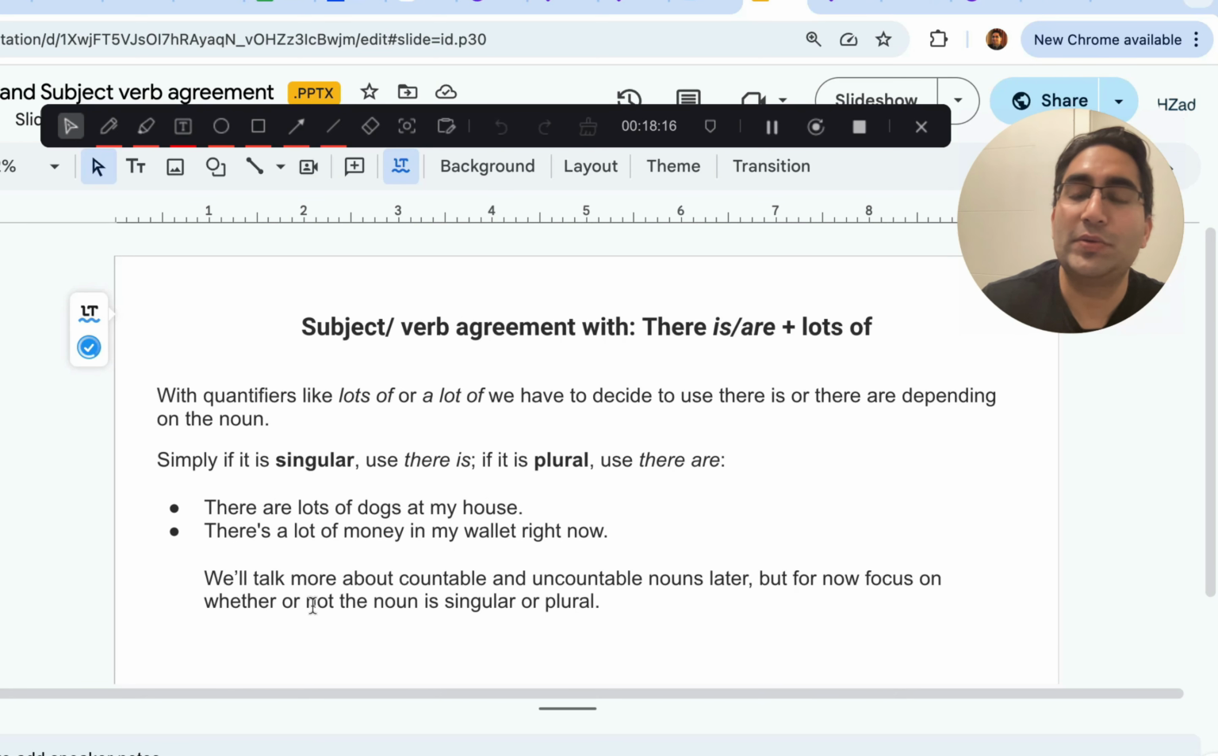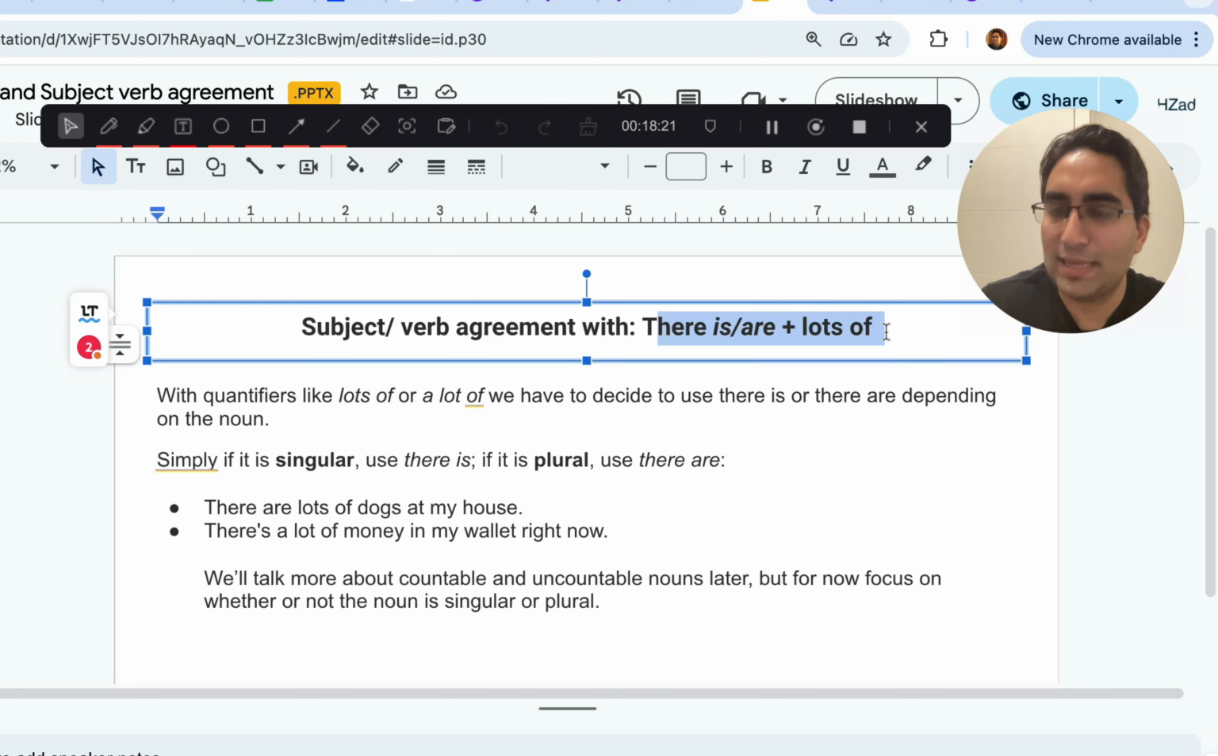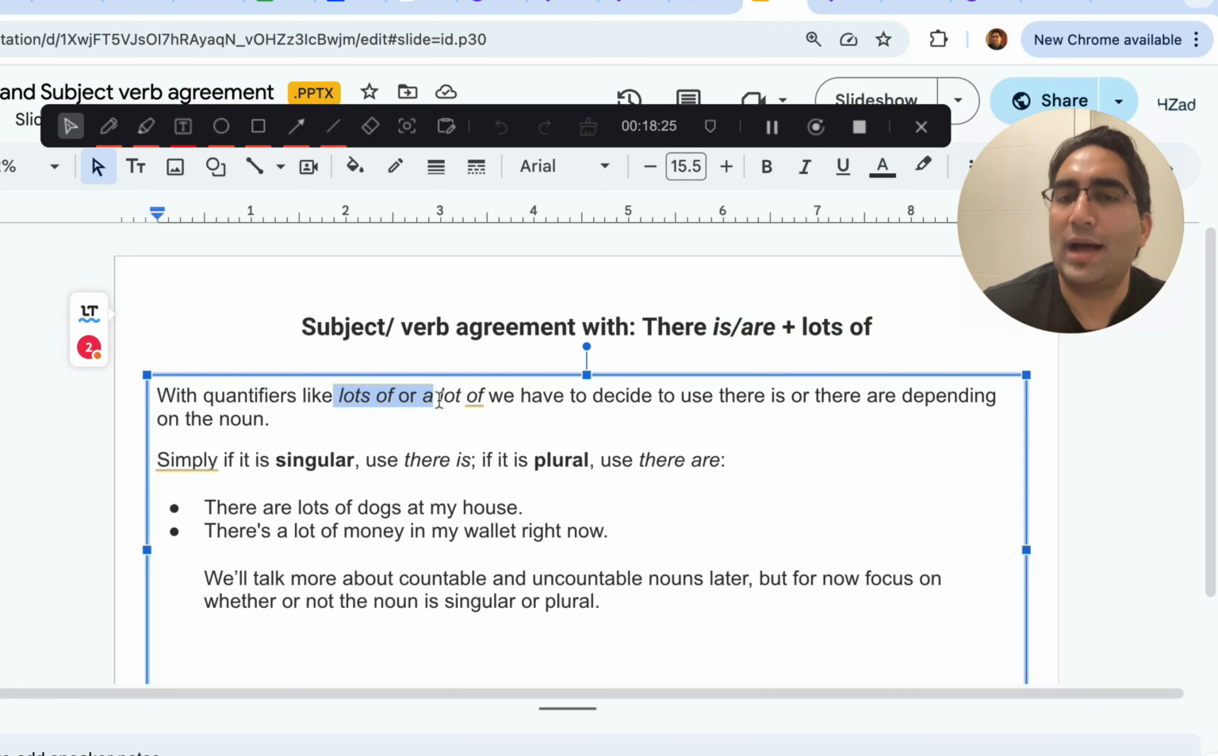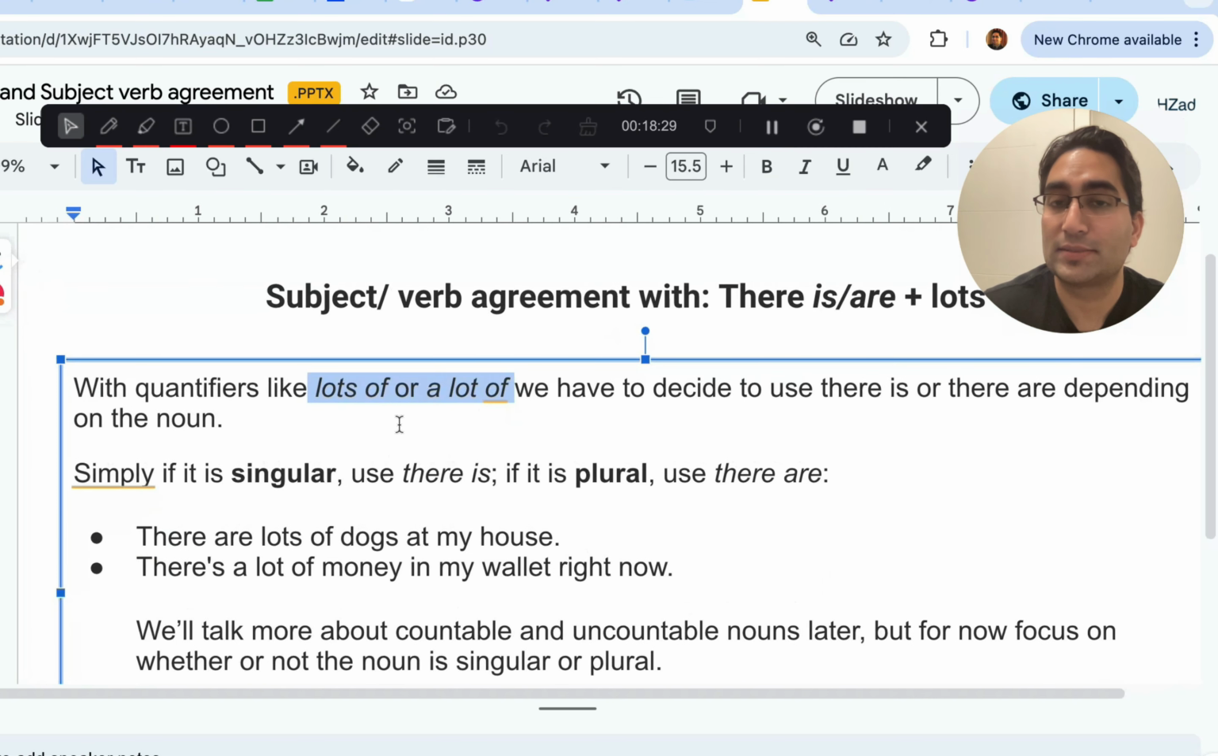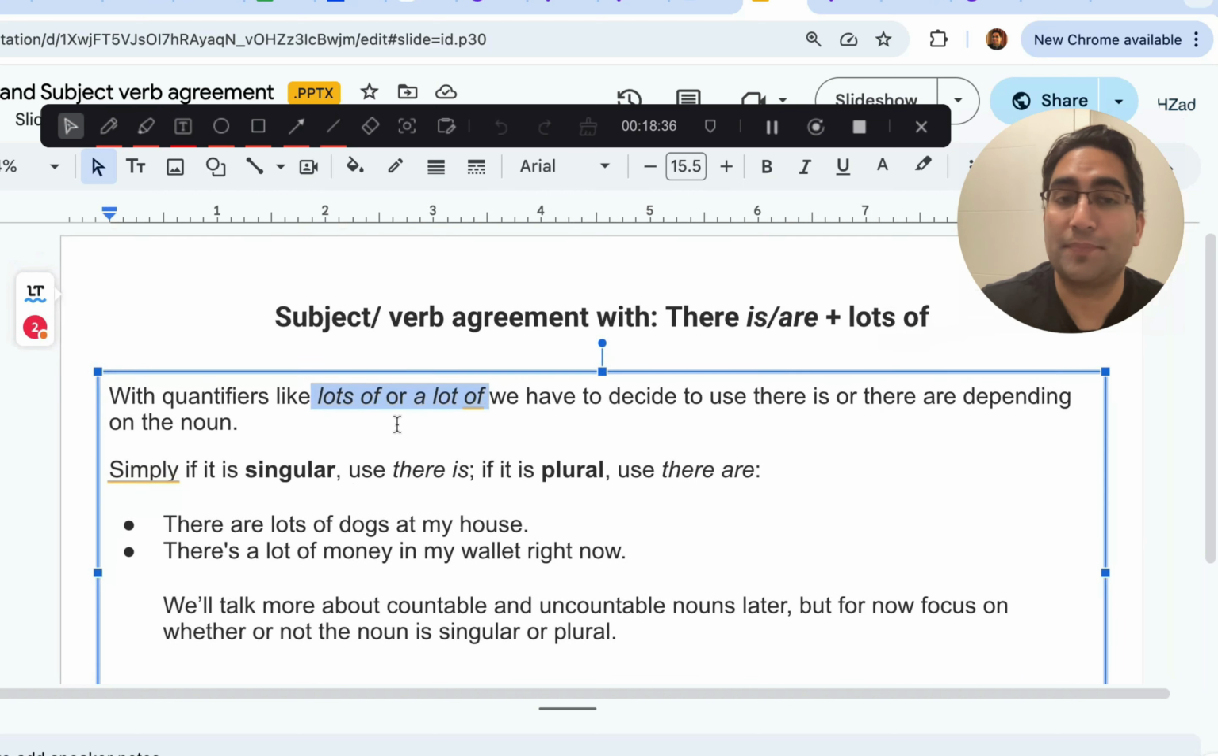Now I'm going to move on to the next slide, and here we're going to talk about subject-verb agreement with there is and there are. When we use quantifiers, and quantifiers mean things like lots, lots of, a lot of, things become complicated here, guys. And this is what I mean.